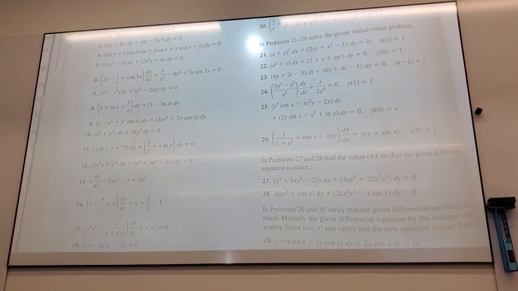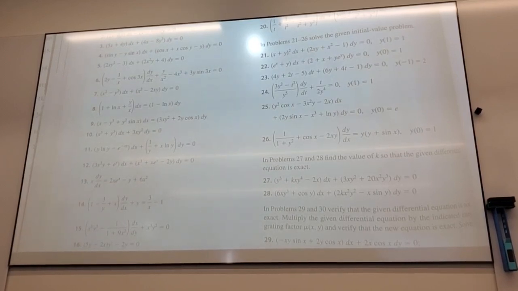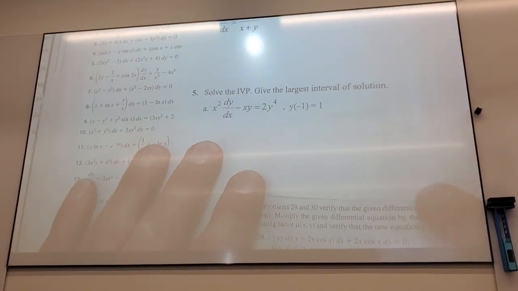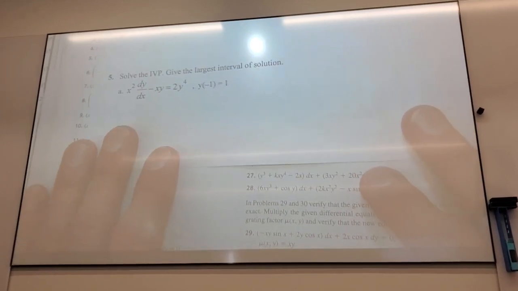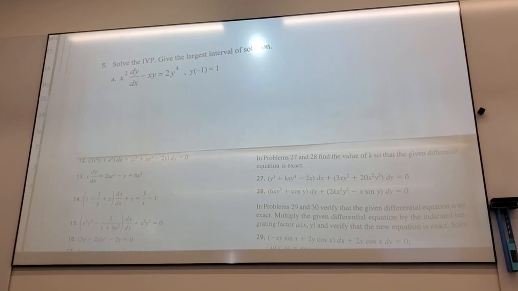Let's see. I gave all mine away. Oh, here it is. Okay, number 5. What form is number 5 in? That looks like a Bernoulli one. Totally. So yeah, we could do another Bernoulli if you want to. It's up to you guys.